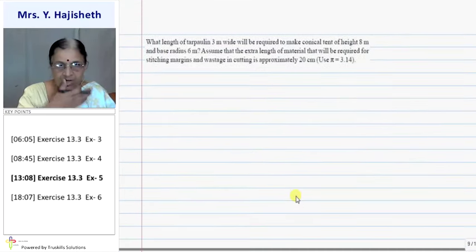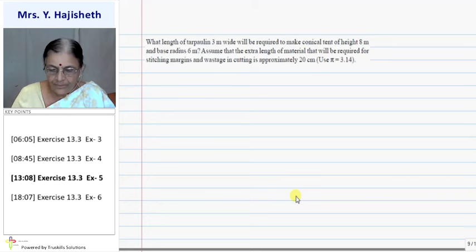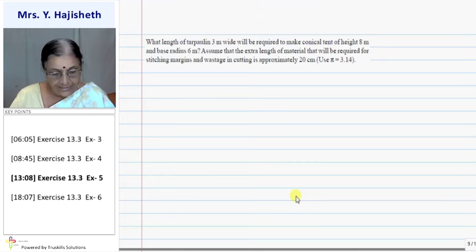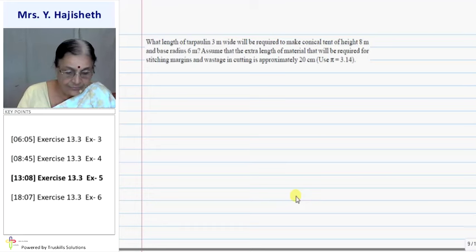Now, what length of tarpaulin 3 meter wide will be required to make a conical tent of height 8 meter and base radius 6 meter? Assume that the extra length of material required for stitching margins and wastage in cutting is approximately 20 centimeter. Pi should be taken as 3.14.